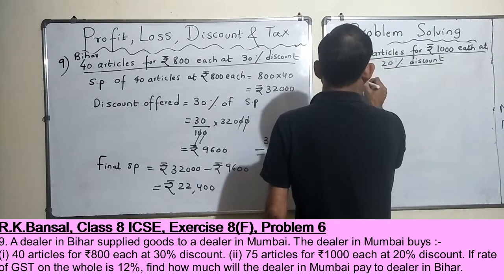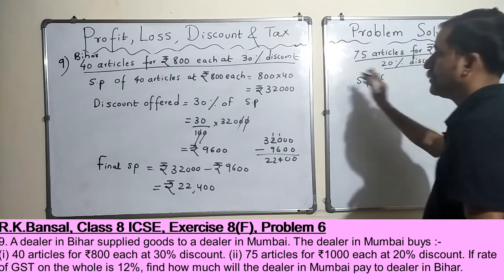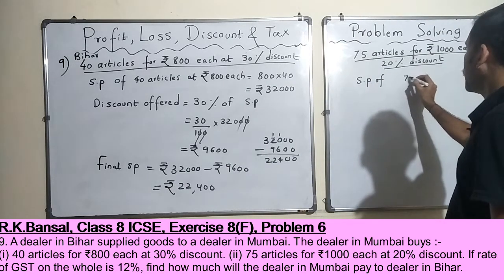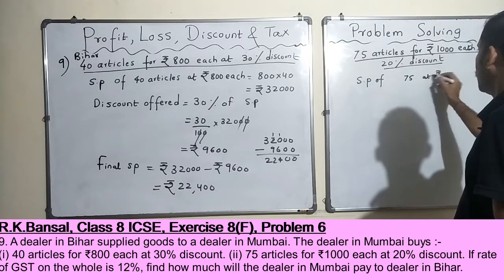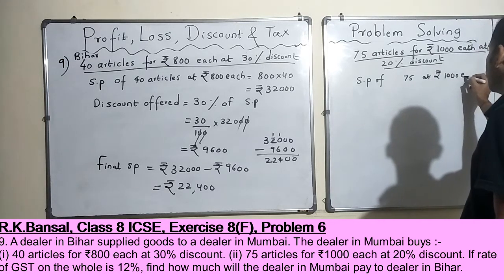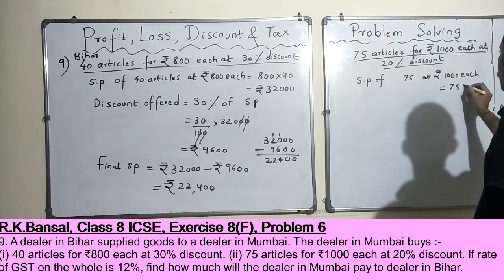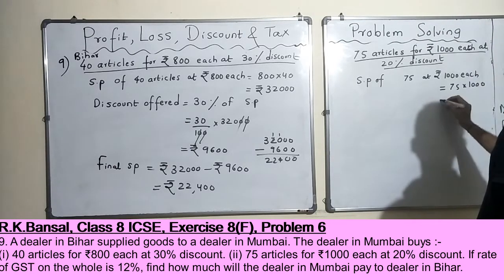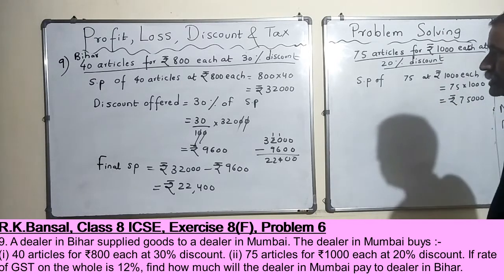So, just write on the same, selling price of 75 articles at rupees 1,000 each is equal to how much? 75 into 1,000 is equal to rupees 75,000. Okay, so 75,000 is the thing.